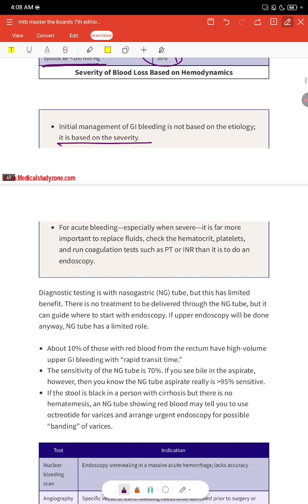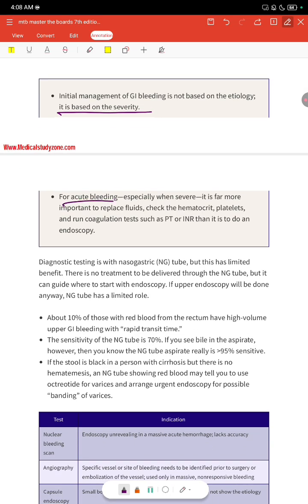This is important. For acute bleeding, especially when severe, it is far more important to replace fluids, check the hematocrit, platelets, and run coagulation tests such as PT or INR than it is to do an endoscopy. It is important to check for the cause of the bleed, but in acute settings, especially when it is severe, it's not that important.